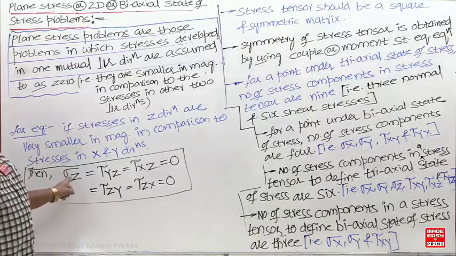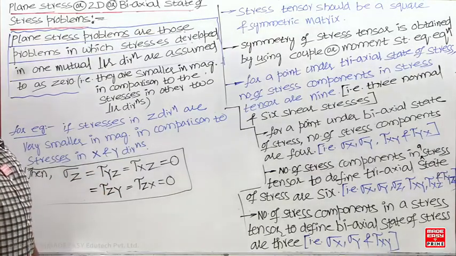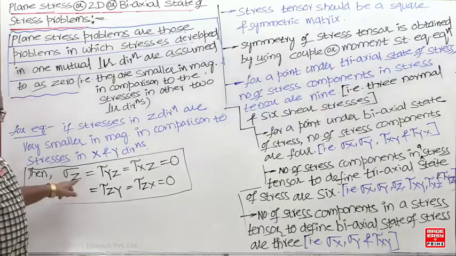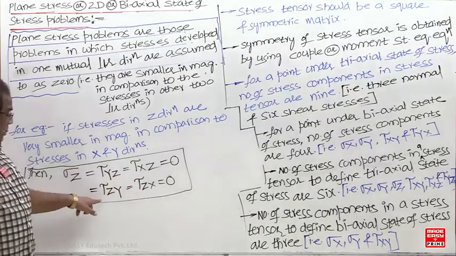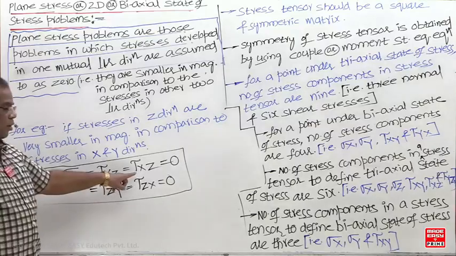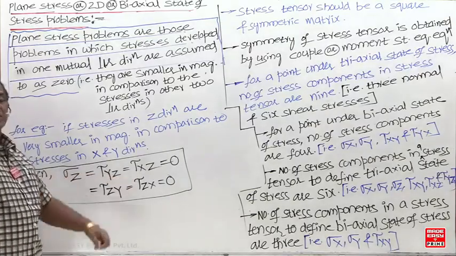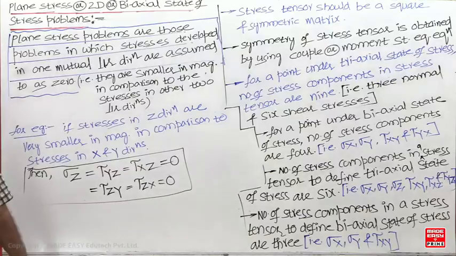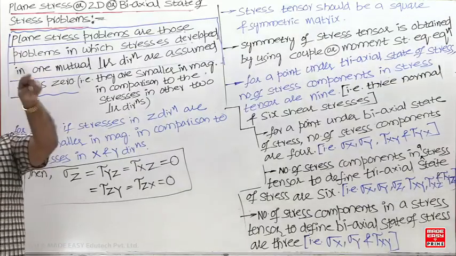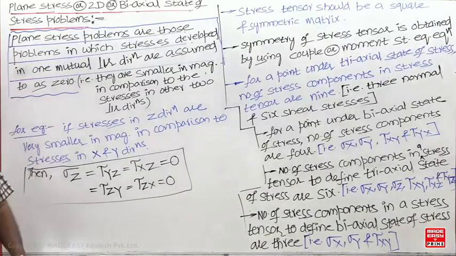In the Z direction they are very small when compared to the stresses in x and y, so they are neglected. When tau yz is very small, tau zy is very small. Tau xz is also very small, so tau zx is also very small. So a total of 5 components will become 0, leaving only 4 components. The size of the matrix is going to be a 2 by 2 matrix.